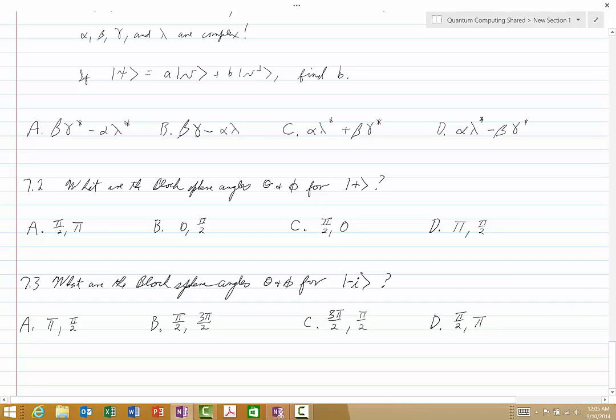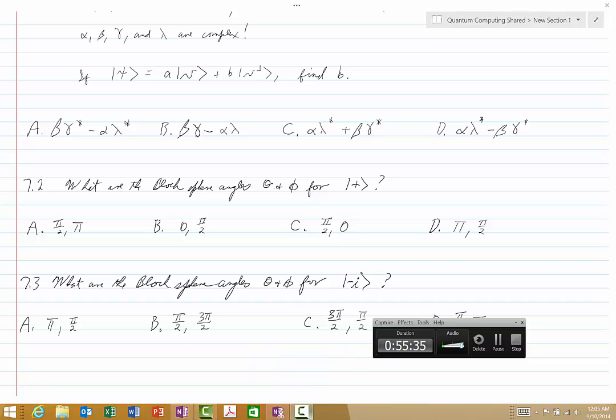And in problem 7.3, a similar kind of problem. What are the Bloch sphere angles theta and phi for the ket minus i? And those are pi, pi over 2; pi over 2, 3 pi over 2; 3 pi over 2, pi over 2; and pi over 2, pi. So those last two questions should give you some practice with the Bloch sphere concept. And that wraps it up for lecture 7. And so good luck.